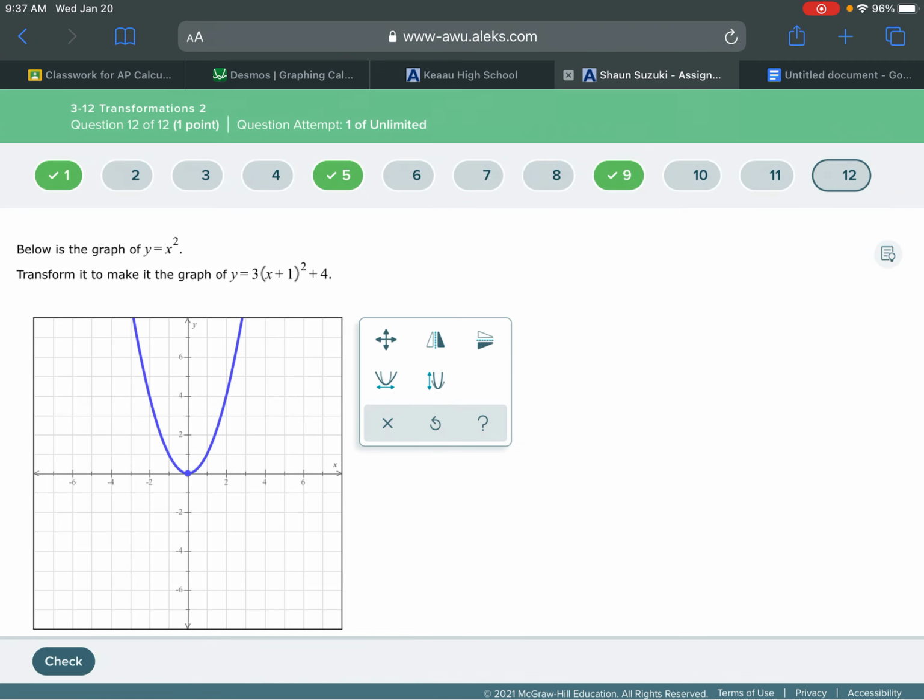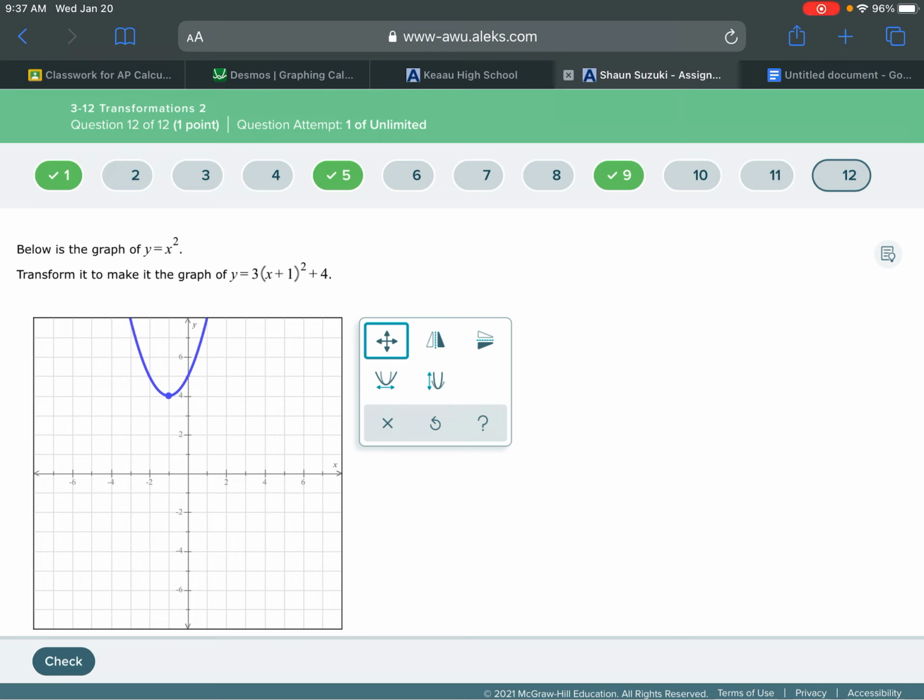Now let's move on to the last example. This is problem 12. There's lots of things going on here. It says below is the graph of y equals x squared. Transform it to make the graph of y equals 3 times x plus 1 squared plus 4. All right, so our 3 is positive. We're not going to have to reflect it. Let's deal with that h, that x plus 1. Again, be very careful because the plus 1 inside of our parentheses actually moves it to the left 1 unit. And then the plus 4 outside of our parentheses moves it up 4.